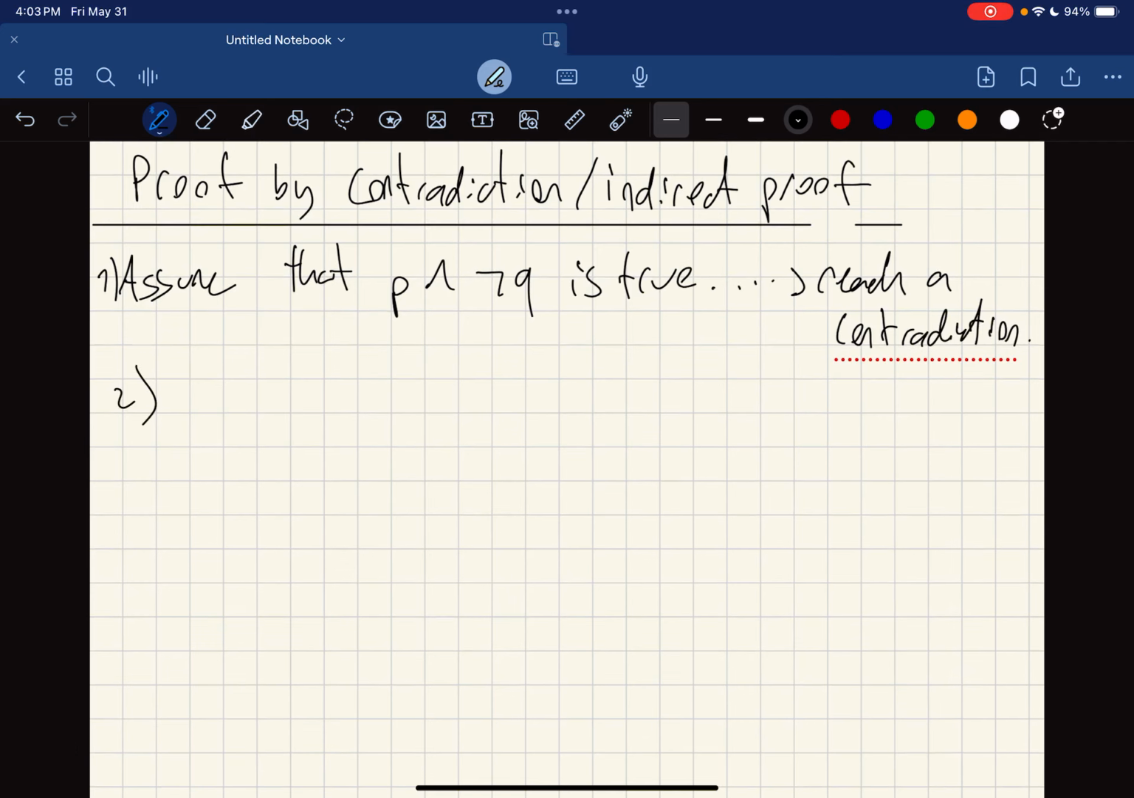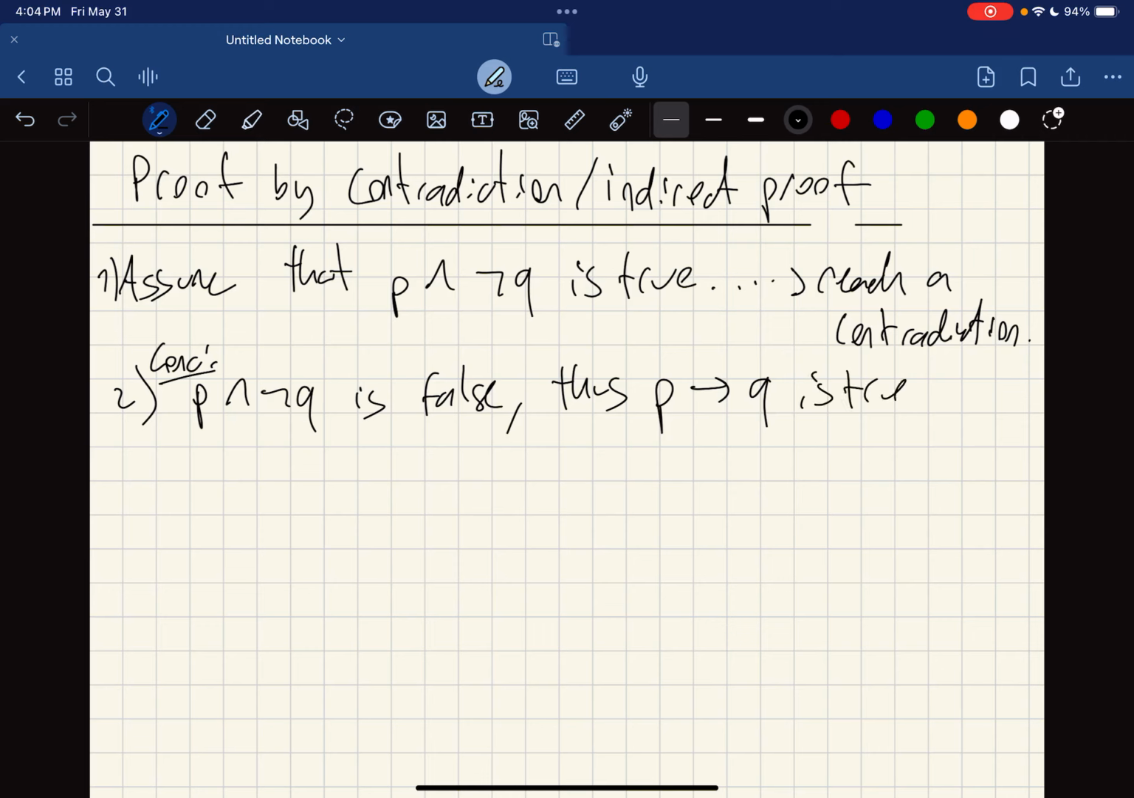In our conclusion, we write that P and not Q is false. Thus, P implies Q is true, which is what we needed to prove at the initial step. Why can we say this? Why can we say that P and not Q is false?